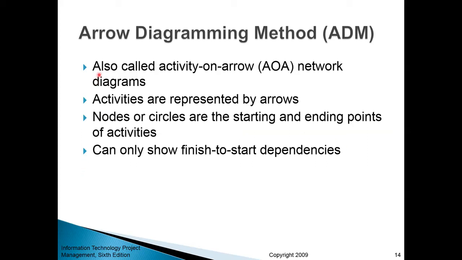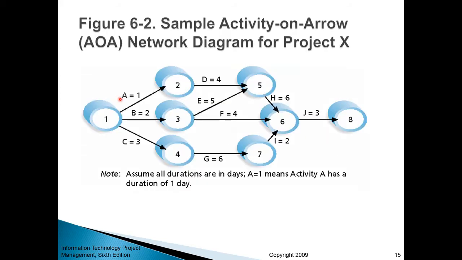Unfortunately, the arrow diagramming method, or ADM, has limited utility, as it can only show finish to start dependencies. In other words, the kind of logical dependencies among tasks that can be visualized using this method are quite limited. Finish to start dependencies means that one task has to be finished before the other one starts. So to continue that thought, this diagram means that task A, represented by an arrow, needs to be finished before task D starts. And here you have an example of an activity on arrow diagram for a project.